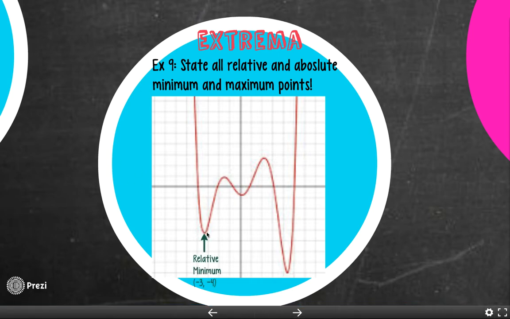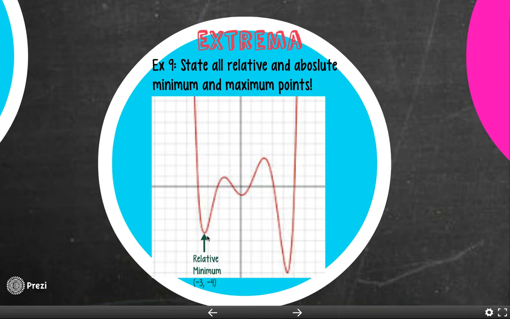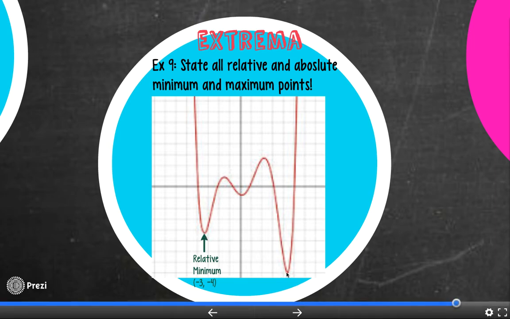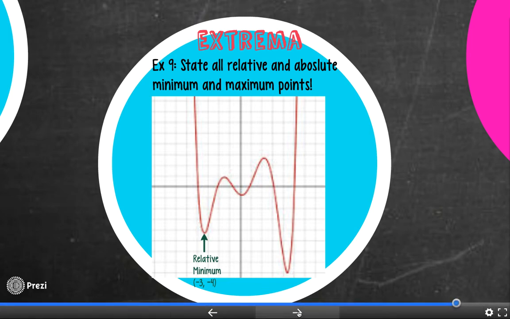So this first one, I said it's a relative minimum at -3, -4. Now the reason why this one's a relative minimum is because if you see, this is not the absolute lowest point on the graph. There's a point that goes lower than it. So it's not the absolute minimum, but it's the relative minimum. It looks like a minimum, but it's not the absolute one. All right, let's work our way over.